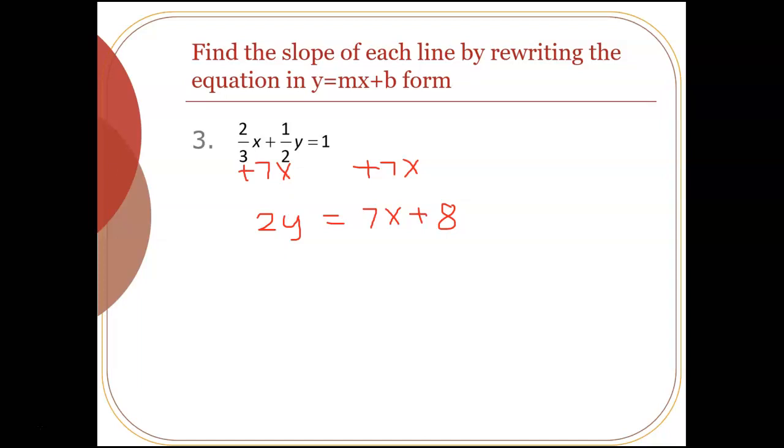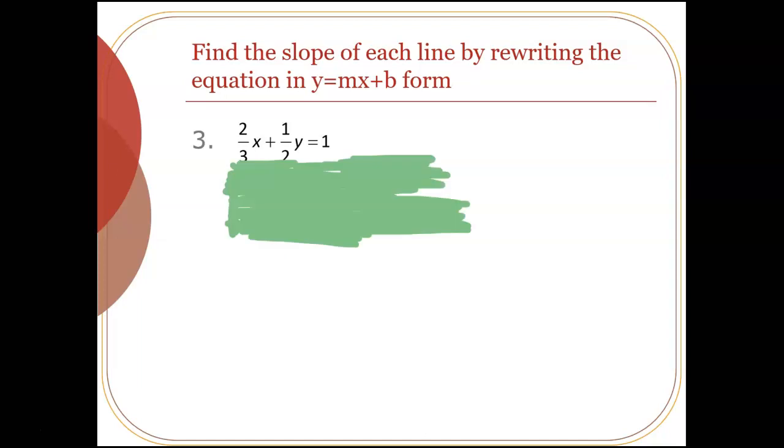So in this case, what you'll notice is that we have 2/3 and 1/2. So we have fractions. It doesn't change anything about the order or system and how we are going to solve it. So we're going to subtract the 2/3 x from both sides. So you have 1/2 y equals negative 2/3 x plus 1.